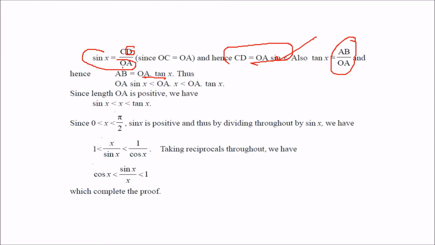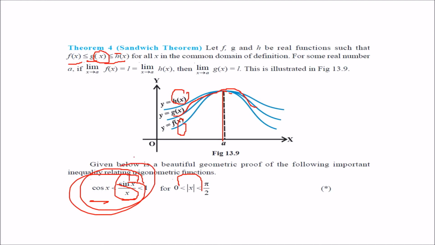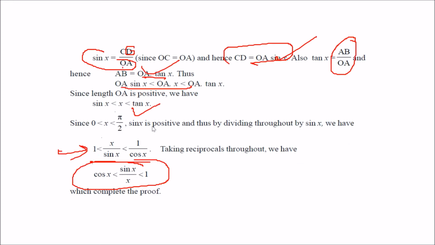What we have found out? This one and this one. So what we got here? Now this particular thing can easily be divided by sin x. Divide all with the sin x. So you get this. Now take the reciprocals. This is the result, and this is what we have started with. So you now know that by simple proving we can find out that sin x by x is sandwiched between cos x and 1.